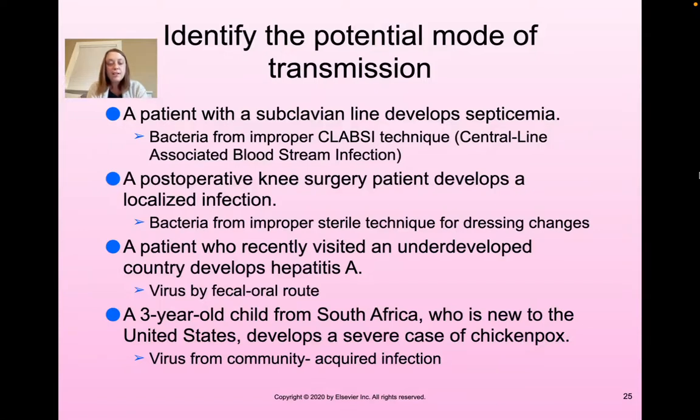And our final example is a 3-year-old child from South Africa who is new to the United States and develops a severe case of chickenpox. So this is an example of a virus acquired from community acquired infection. A child who did not receive the chickenpox vaccine where they lived comes to the United States and then contracts chickenpox here.